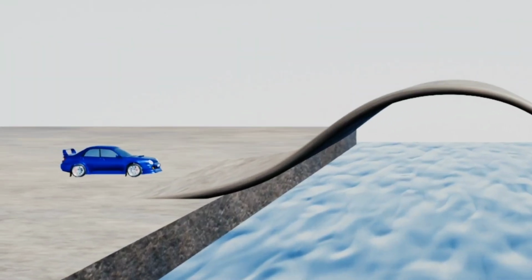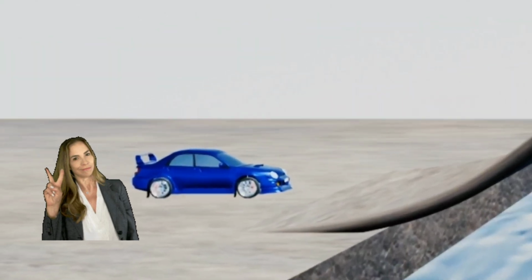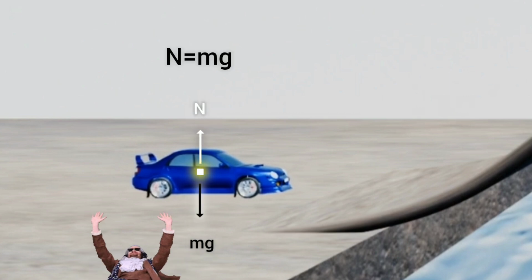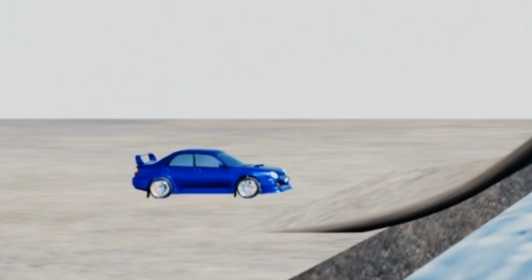When the car is on a flat surface, there are two forces acting on it: the weight of the car, pulling it down, and the normal force from the road, pushing it up. These forces cancel each other out, so the car doesn't feel any force in the vertical direction.